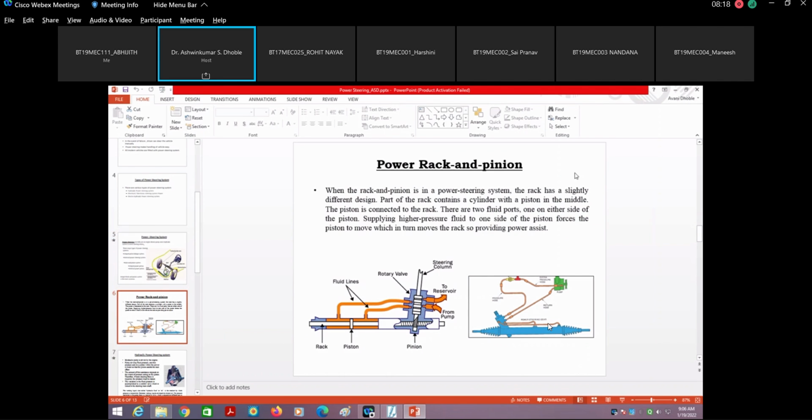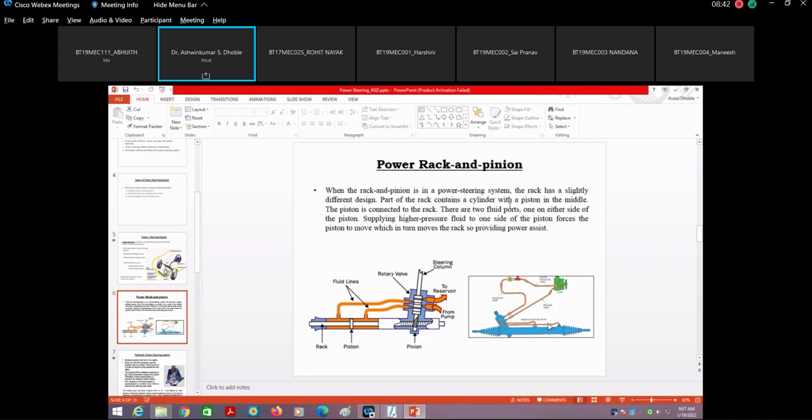The power rack and pinion system. Please read this slide. When the rack and pinion is in a power steering system, the rack has a slightly different design. This is the actual sketch and this is the cut section. Part of the rack contains a cylinder with a piston in the middle. The piston is connected to the rack.